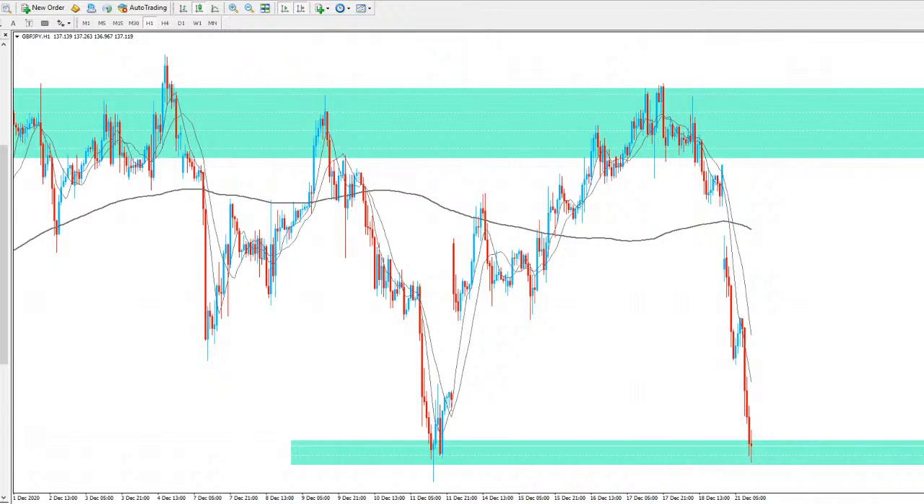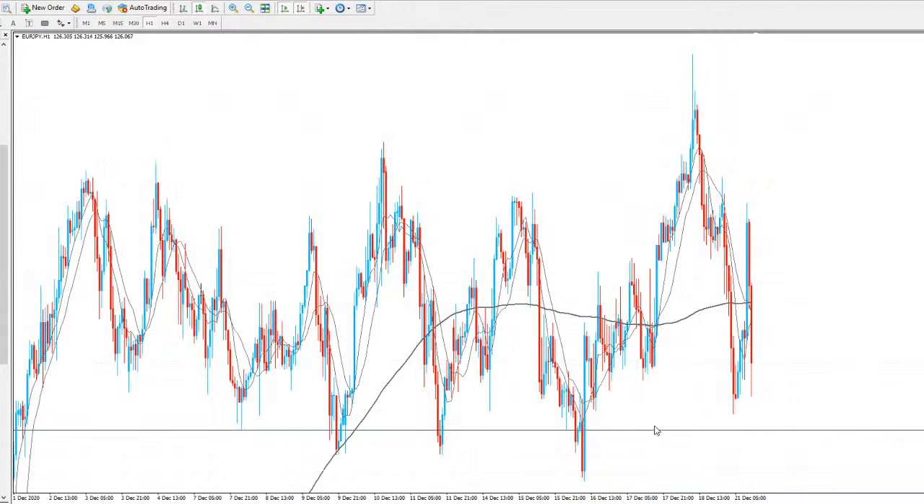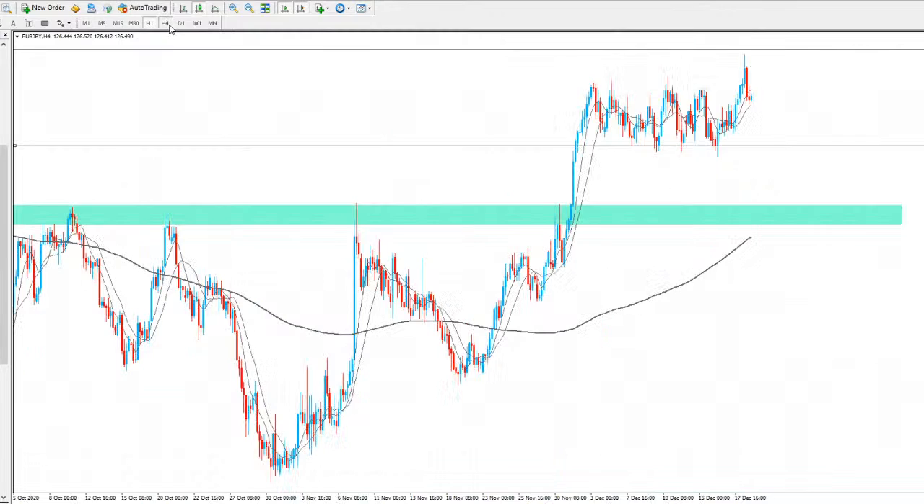And Euro/JPY. For this one, again, it's been a bit all over the place recently on the Friday time frame.